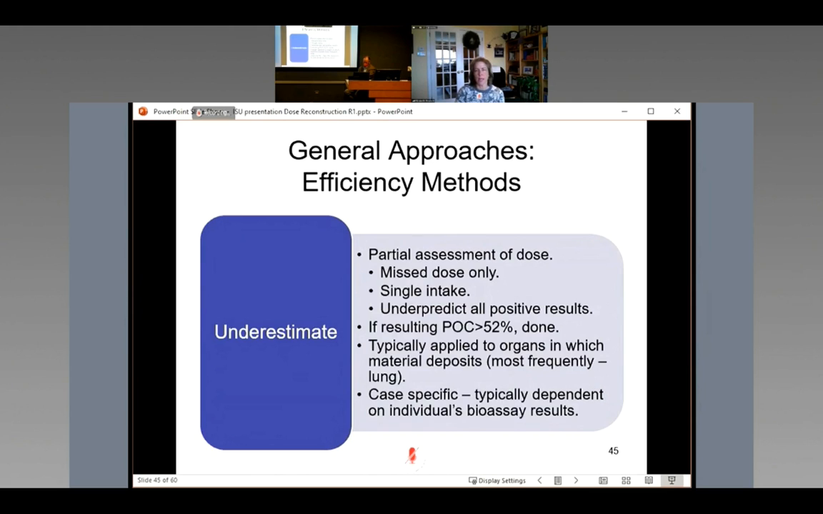For example, I mentioned earlier that in the 40s and 50s, the detection capability for measuring plutonium was not very good. You could get some very large doses just based on the missed dose. And it's possible that the missed dose alone would result in a large probability, especially if it was something like a lung cancer, or somewhere that the material would deposit, possibly liver cancer. So it's very dependent on the individual when doing an underestimate.